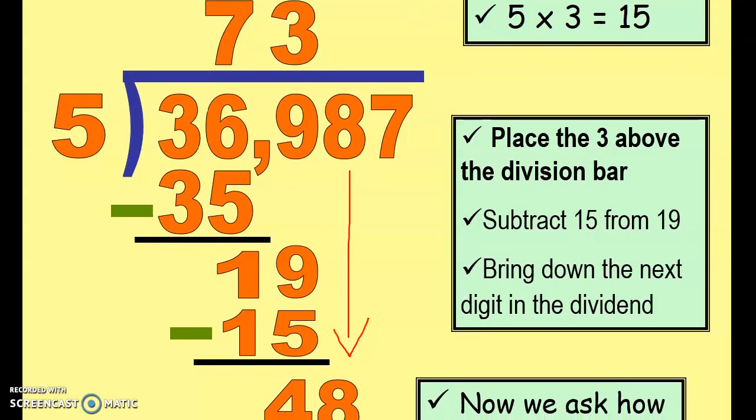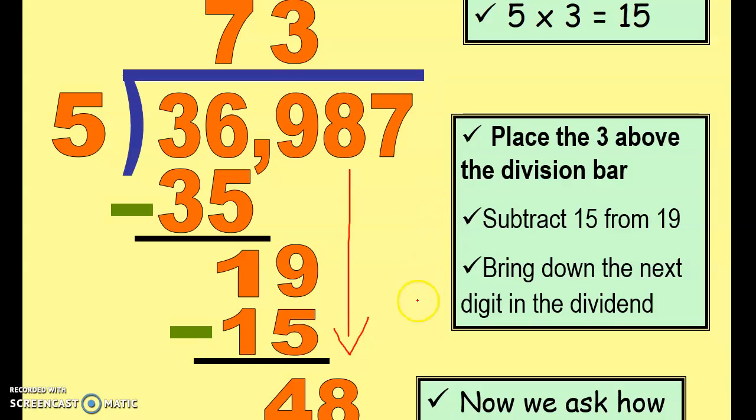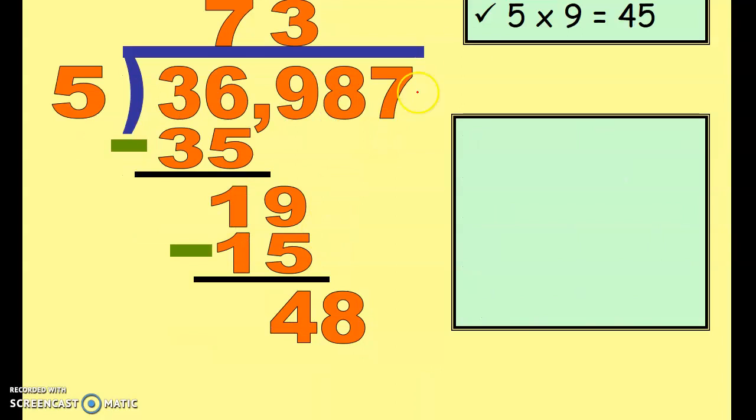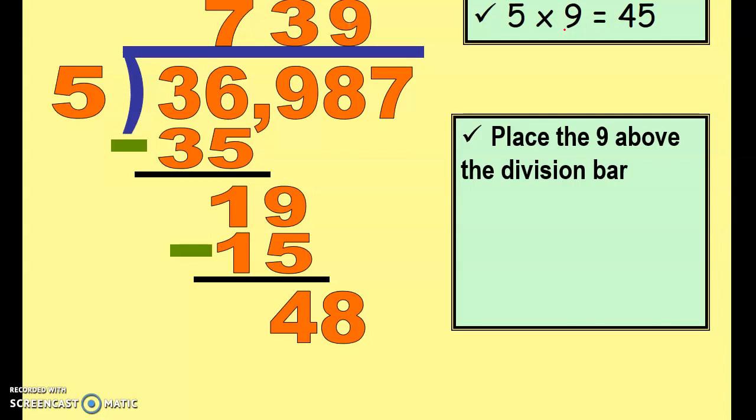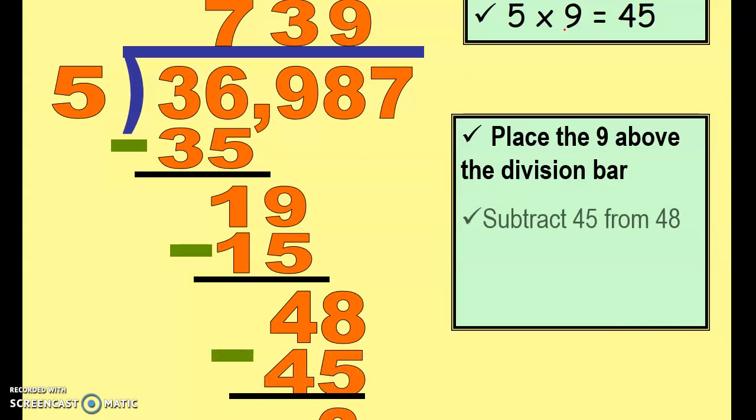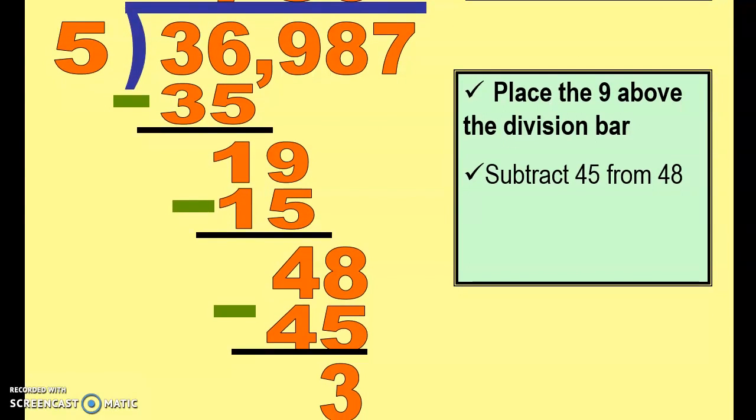Now I will ask you, which number is very close to 48 in table 5 and less than 48? Which number? It's 45. So we know that 5 times 9 equals 45. So 9, where should I place it? It has to be up. 45, where? It has to be down. Okay, if we subtract them now, the remainder will be 3.